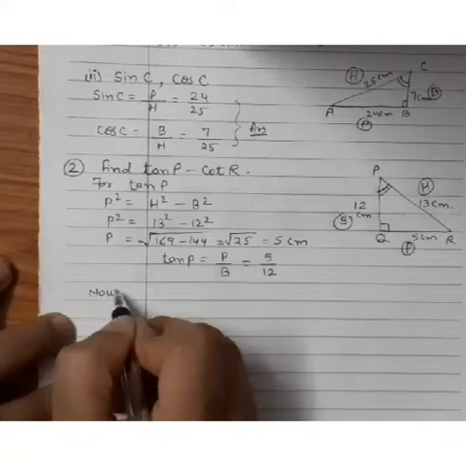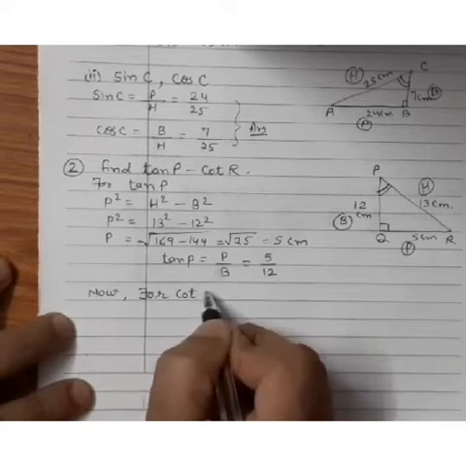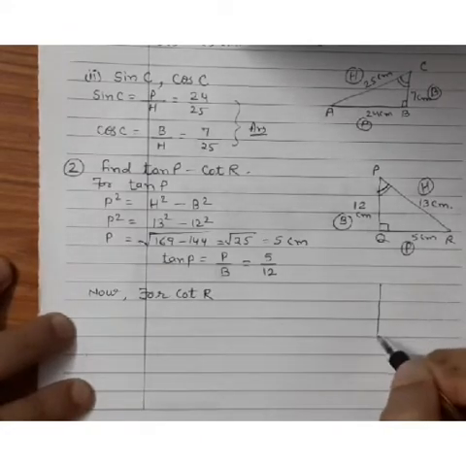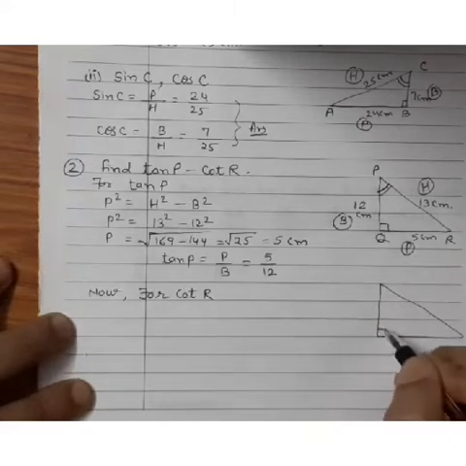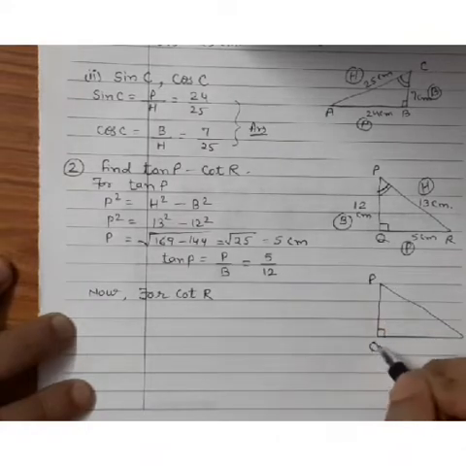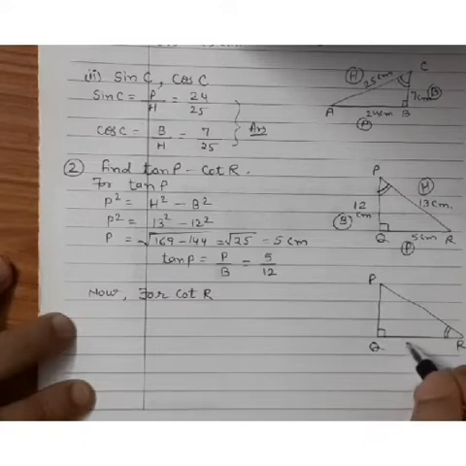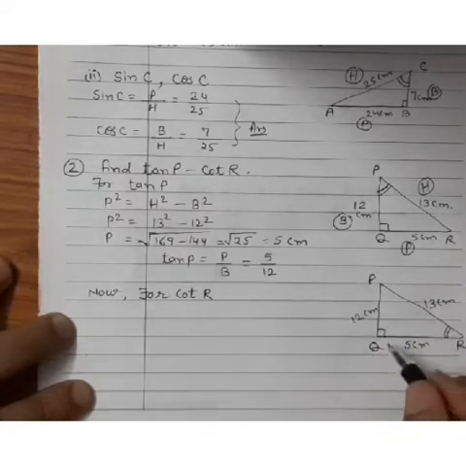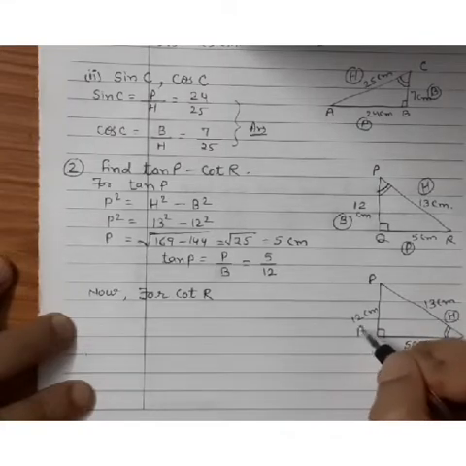Now for cot R. How to get cot R? See here, the same thing I am making P, Q, R. This time this is the angle, so this will be the base. Actually 5 centimeter is given. This is 13, we got it. Here 12, we got it. Now this is your base. Hypotenuse never changes. And perpendicular is this.